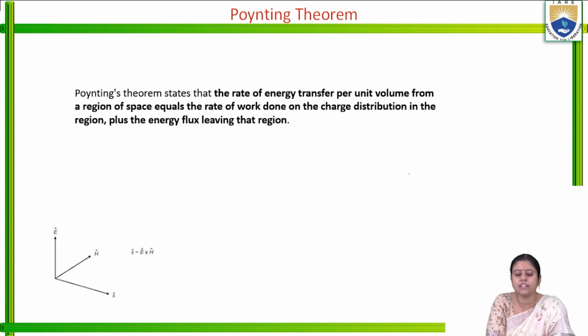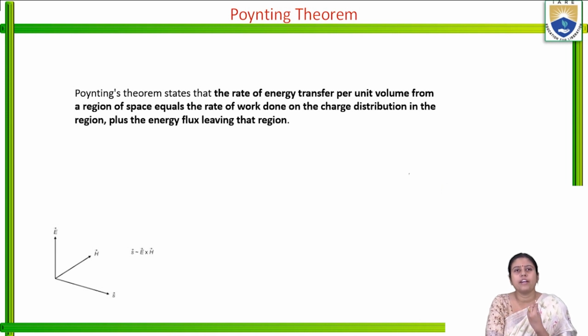What is Poynting theorem? Poynting was a scientist whose theorem states that the rate of energy transfer per unit volume from a region of space equals the rate of work done on the charge distribution in the region plus the energy flux leaving the region. So it is based on the energy conservation rule.